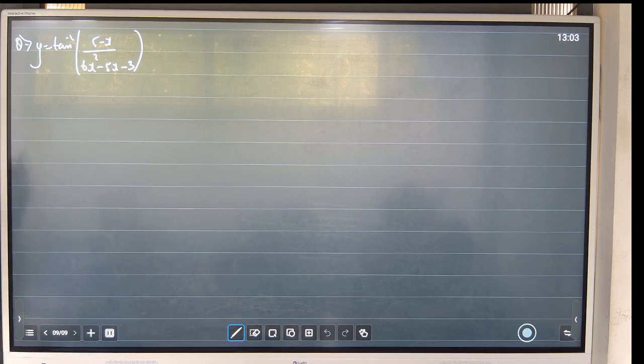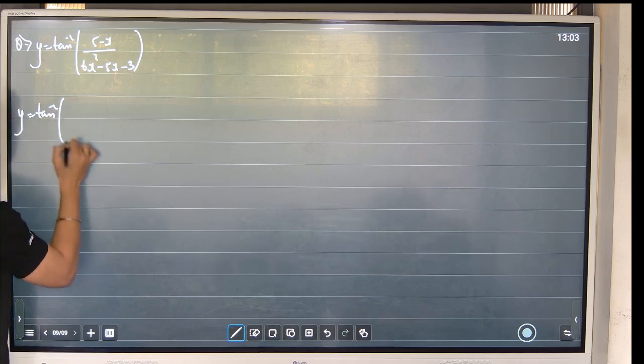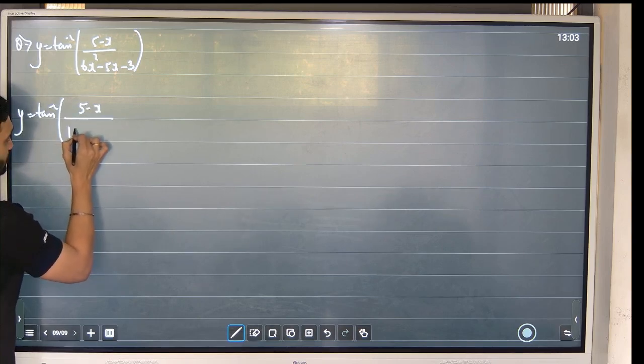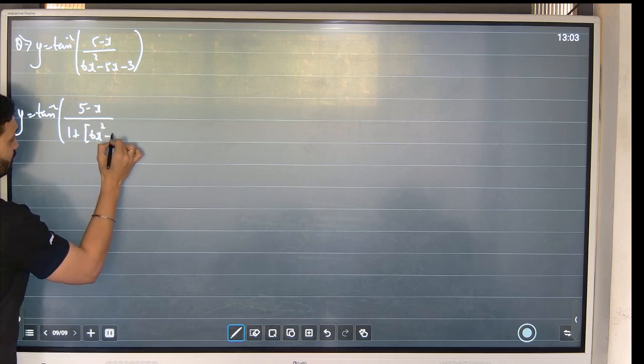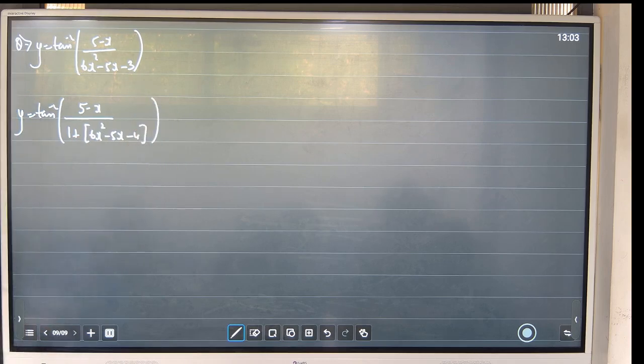If I add and subtract, pay attention. If I added and subtracted in the denominator, see what this will become: 1 plus 6x square minus 5x minus 4. Did you understand? I added 1 and I subtracted 1. So if I subtracted 1, minus 3 minus 1 became what? Do you guys understand this?